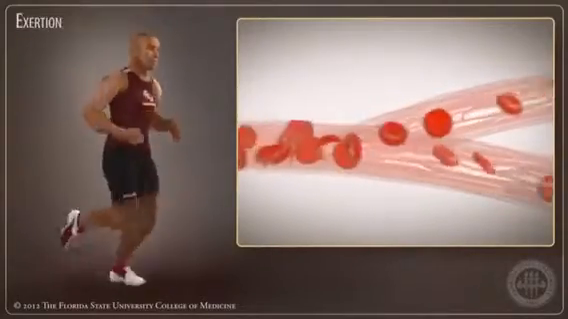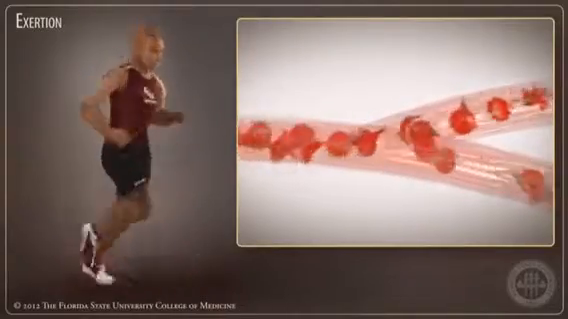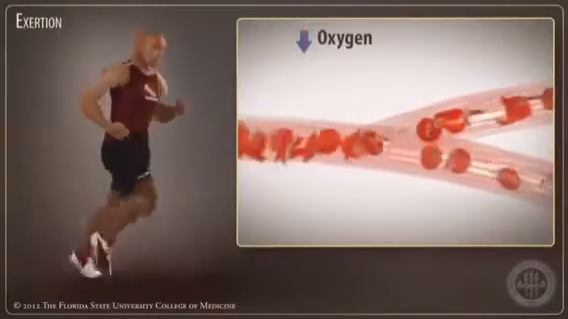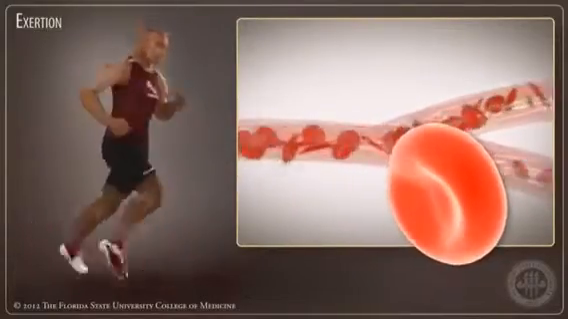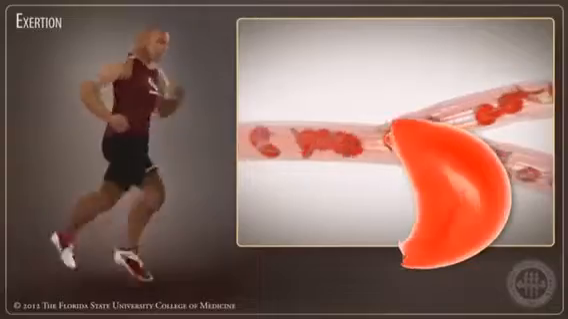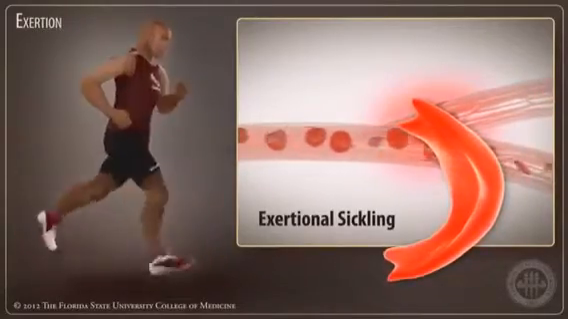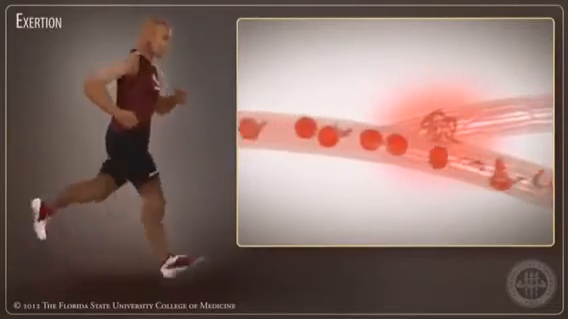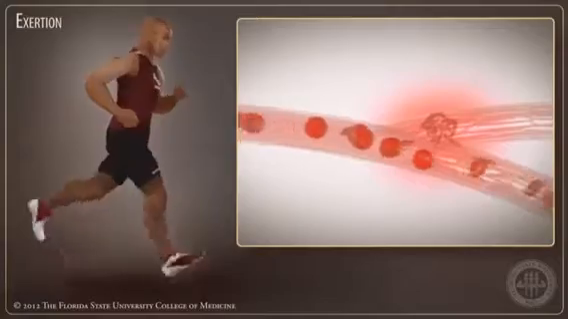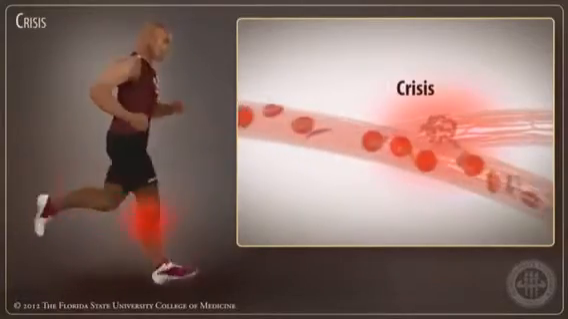Under stress from intense physical exertion, the red blood cells in an athlete with sickle cell trait can no longer hold on to oxygen. These blood cells change from their flexible disc shape to a rigid sickle shape. This is called exertional sickling. These abnormal cells can get trapped in small capillaries, blocking healthy blood cells from bringing oxygen to the body's muscles and tissues. This is called a crisis.